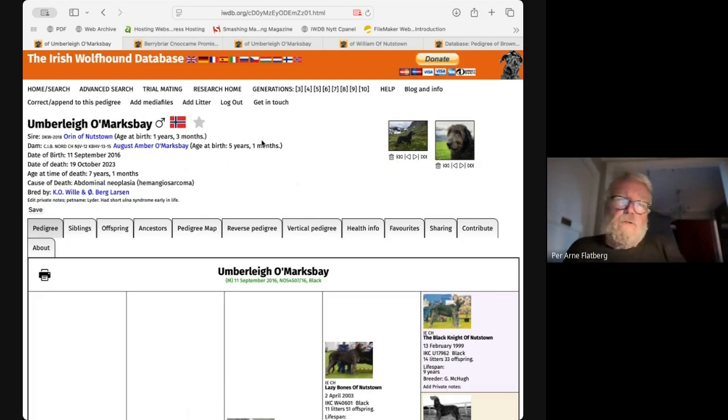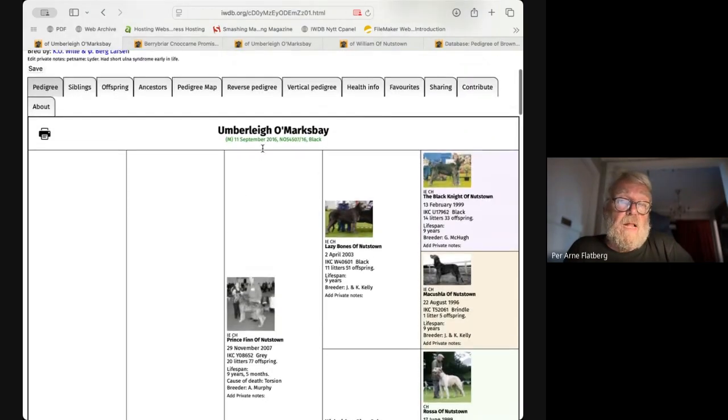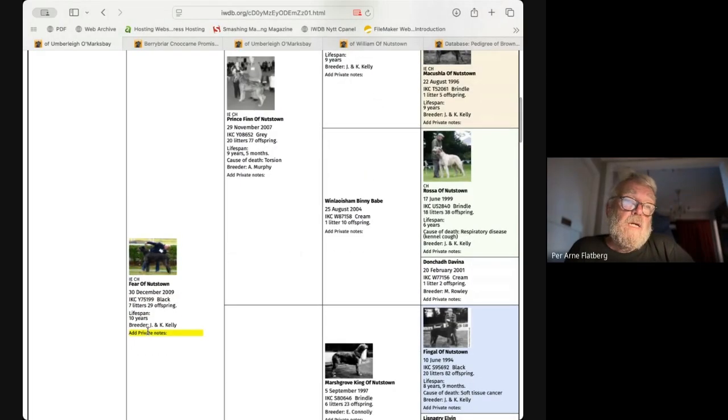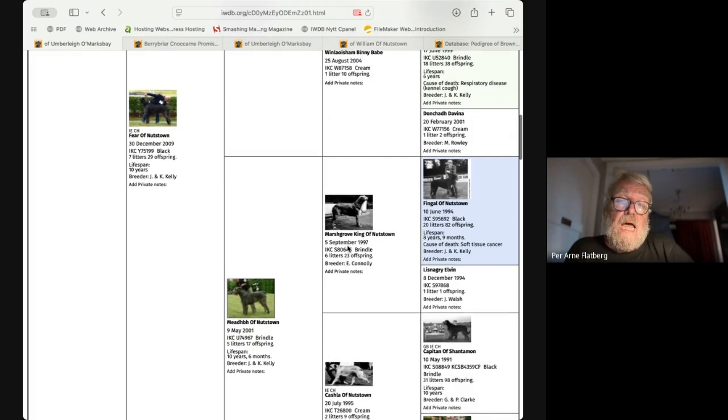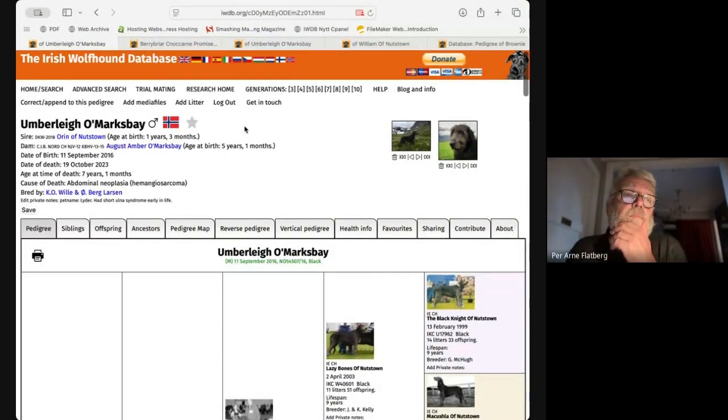I tend to use private notes to jot down notes from shows. When I see a dog, I tend to input information about what I see, and I tend to use it for information that is given to me from others as well. So when I'm logged in, you can see I have add private notes on every dog in the pedigree. So when I'm working down here, I can move my cursor over and it turns yellow. I can click on it and just add a private note on that dog. And we'll get to the login part later on.